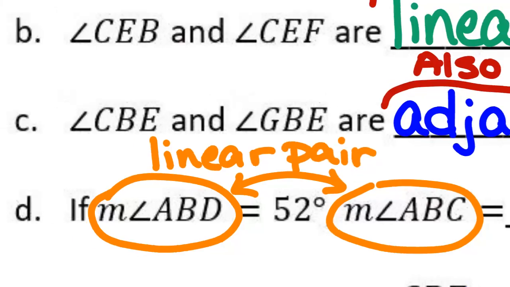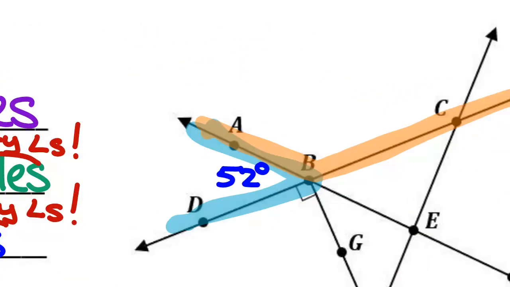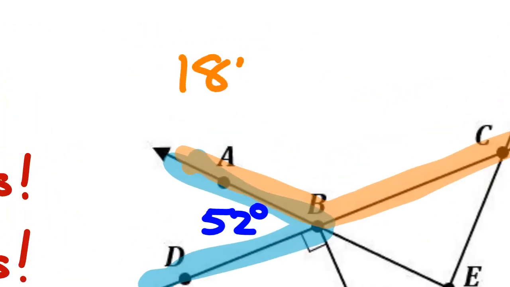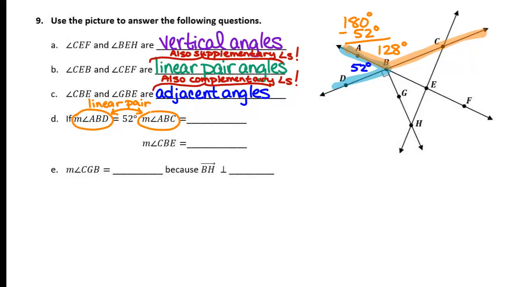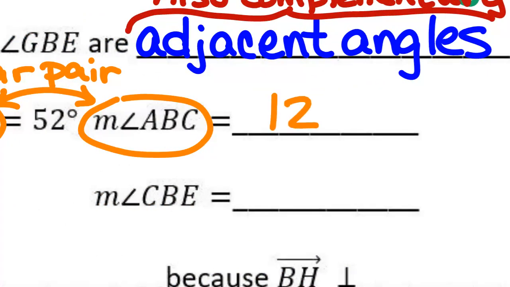Yes, we're going to minus 52 from 180. You're absolutely right. All right, so I do 180 minus 52. What do we get? 128 degrees. So are all linear pairs supplementary? Yes, all linear pairs are supplementary.